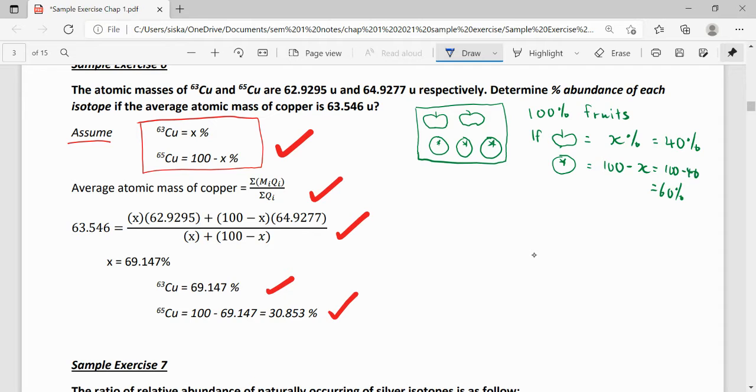If you are not given the percentage, then you must use assumption, because when they all add together, they will become 100%. Means 100% are copper, but they have two types of isotope, that is copper-63 and copper-65.